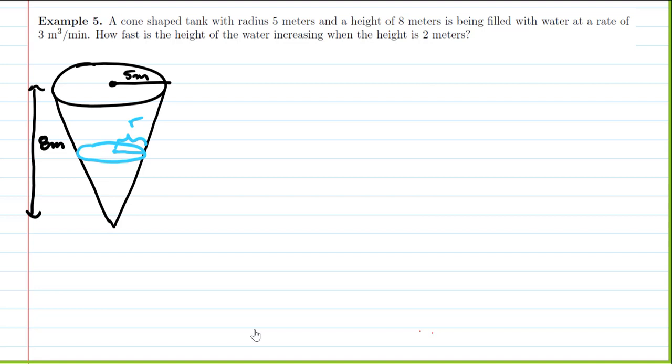So once again, we have our rate right here, which is in meters cubed. So that is a volume. So that suggests a good model might be a volume formula. So what is the volume formula for a cone?